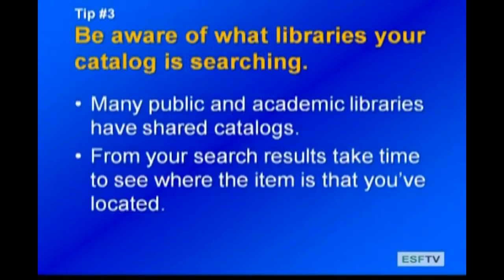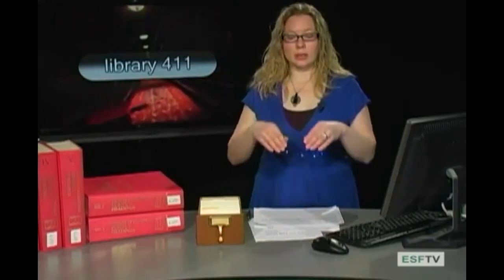Tip number 3 is to be aware of what libraries your catalog is searching. Most public and academic libraries have shared catalogs. So when you're in your library catalog, you need to be aware that that catalog could be searching more than just the library that you're standing in. So when you do your search and you do find an item that you want to locate, you need to make sure that you're seeing the location. It could be in the library you're standing in, or it could be at another library in that system.